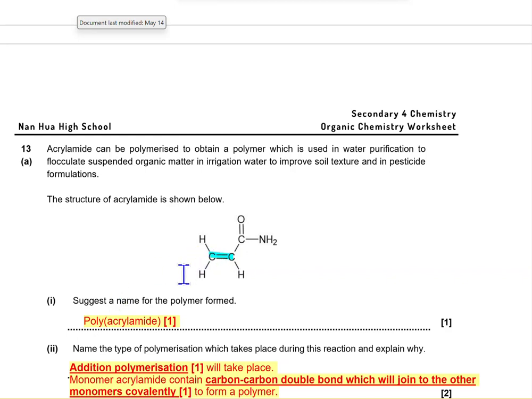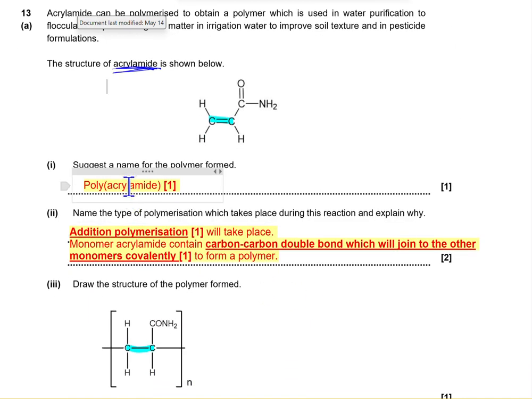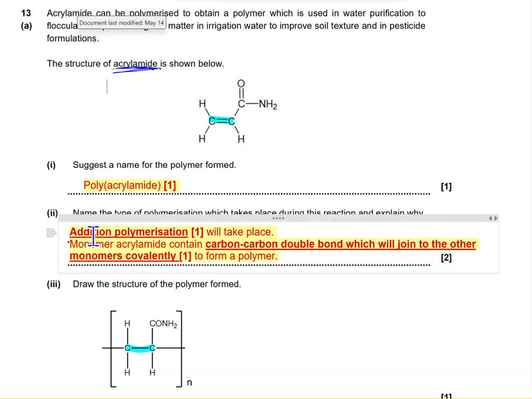So the name is, of course, if this is called acrylamide, then you just put the word poly in front. Polyacrylamide. Okay. Now, whatever name they give you for the monomer, just put a poly in front to make the polymer. Name the type of polymerization that takes place and explain why. Why does this undergo this kind of polymerization? Of course, the answer is addition polymerization.